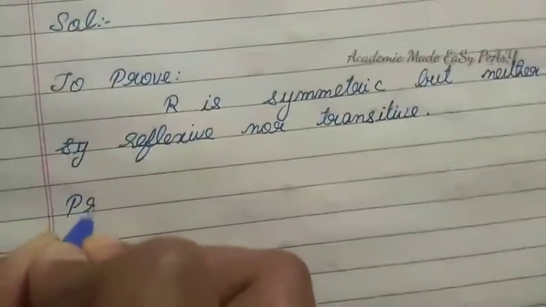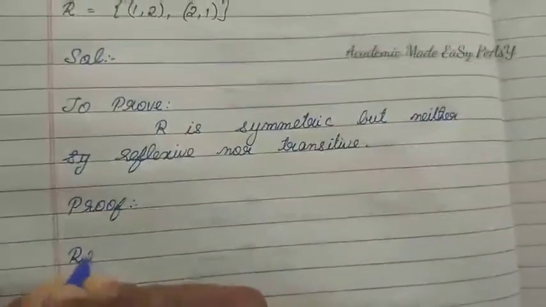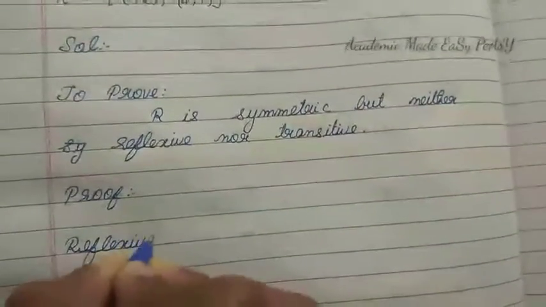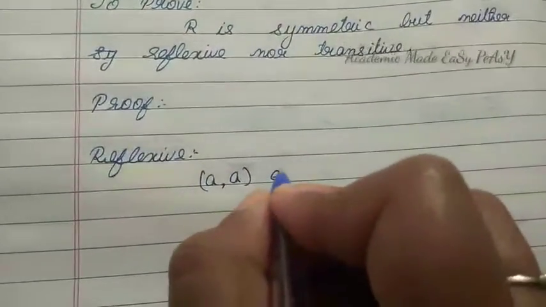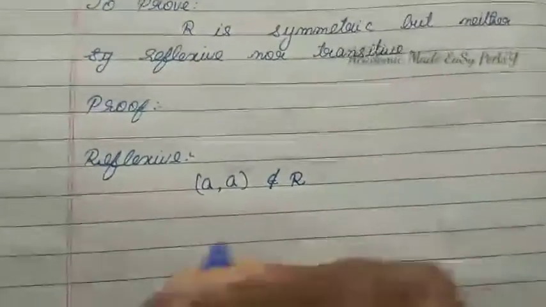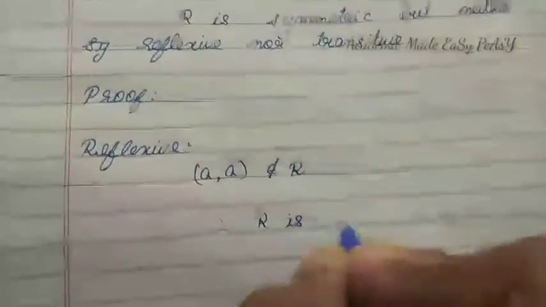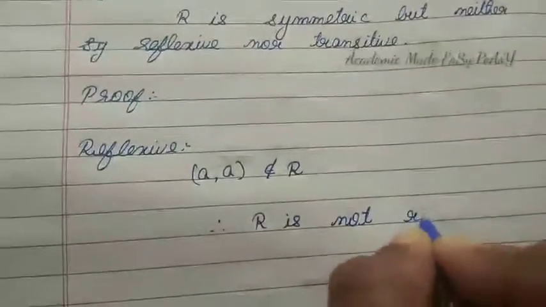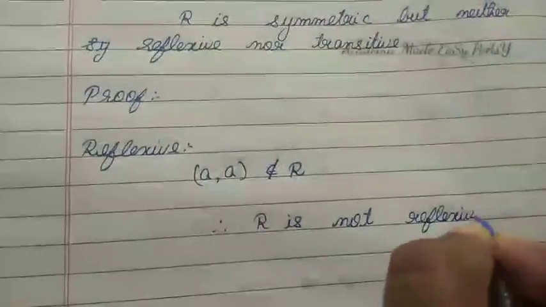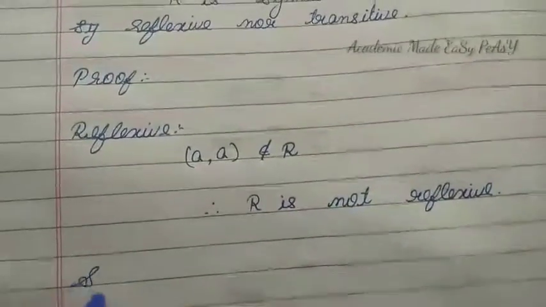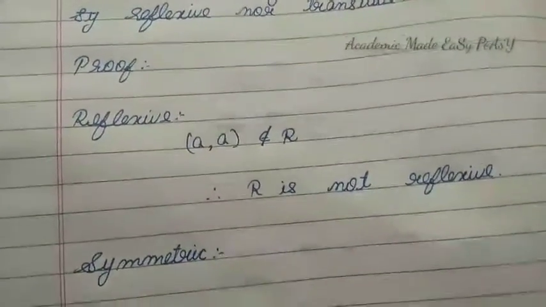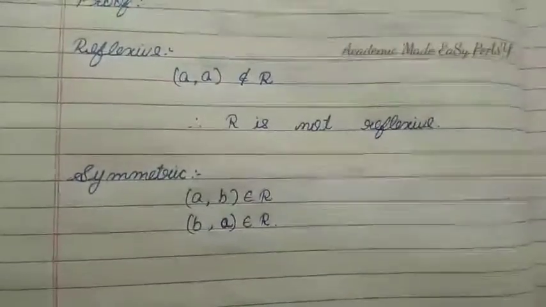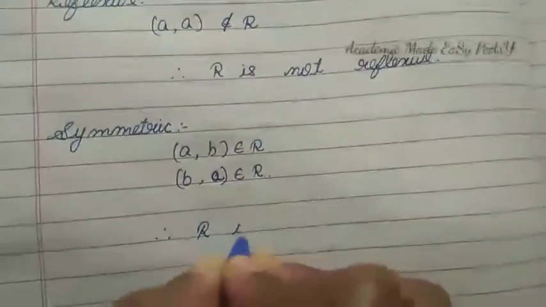So I'm going to write for the proof part. Reflexive. If it is reflexive, a comma a should belong to R. But here there's no a comma a, so I'm writing a comma a does not belong to R. Therefore R is not reflexive. Okay, so next I'm going for symmetric. So A comma B and B comma A also is there. So therefore R is symmetric.